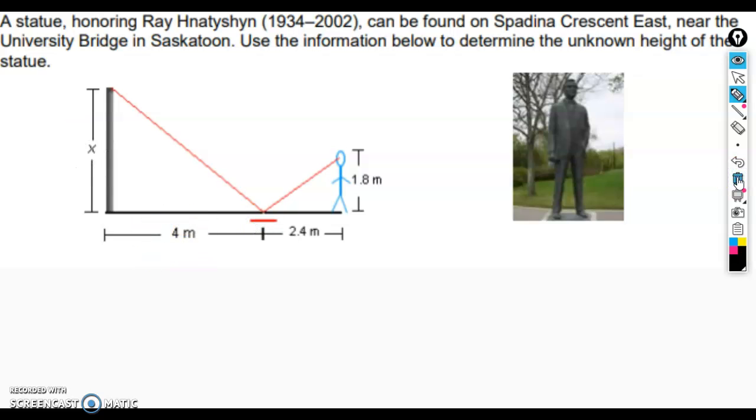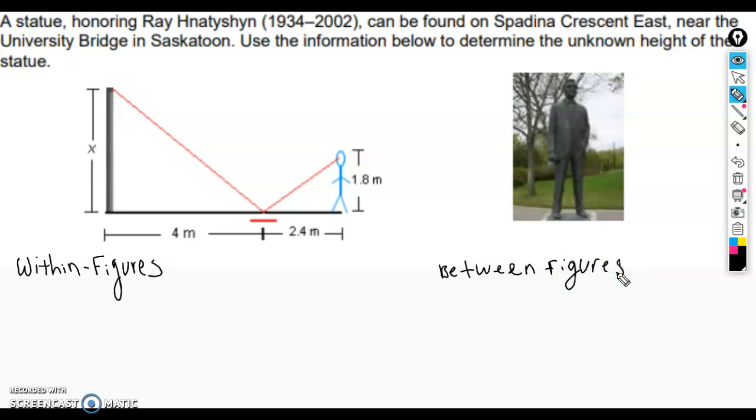So we're going to set up a ratio to help us find x, and there's two different ratios we can do. We can set up a proportion, rather, within the figures, or we can set up a ratio between figures. Either way, we're going to get the same result.